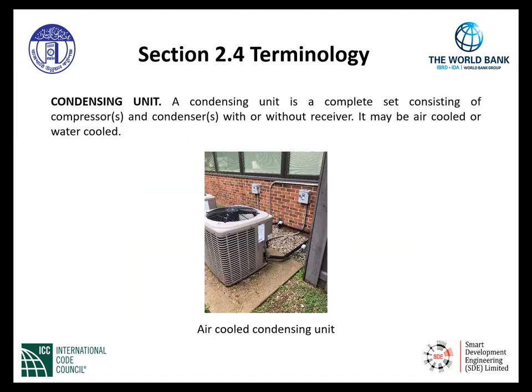The term condensing unit. A condensing unit is a complete set consisting of compressors and condensers, with or without receiver. It may be air-cooled or water-cooled. Below is an example of an air-cooled condensing unit. A condensing unit subcools the hot gas produced from a compressor and changes the state from a hot gas to a liquid by the time it gets to the bottom of the coil. So a condensing unit actually provides subcooling.